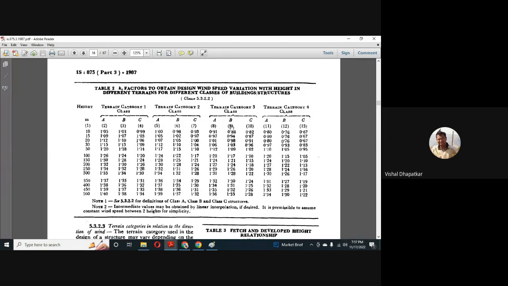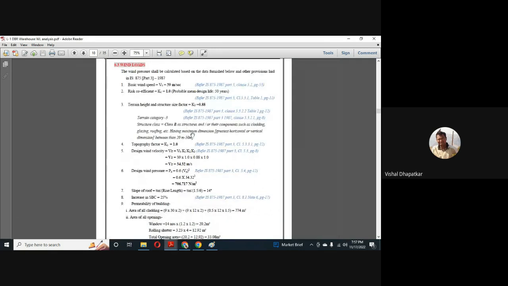Our height of the structure is 9 meters, and it is given for a height of 10 meters. So corresponding to this 10 meters, we will consider the K2 factor as 0.88. So we got 0.88. Is it clear how we got this K2 factor? If any doubt is there, just stop me and ask me.